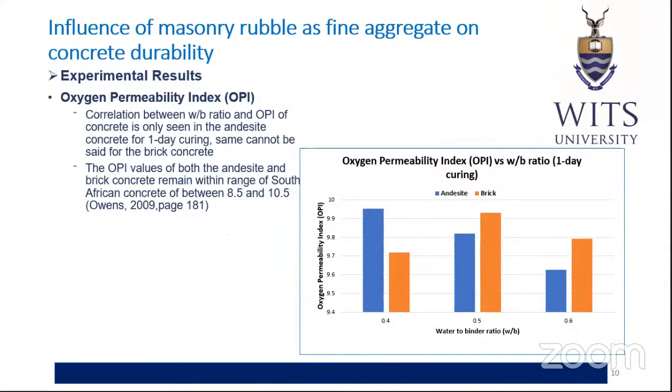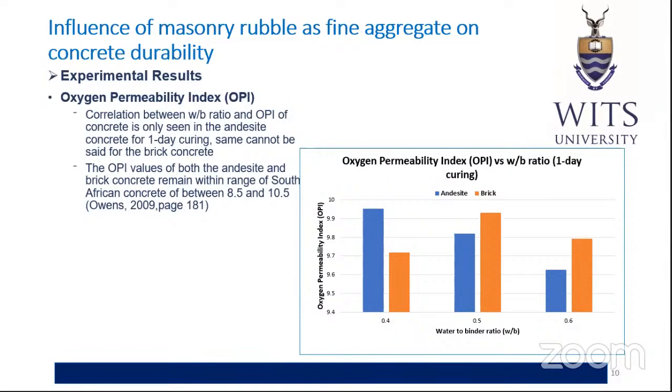Now, from this point onwards, we will be looking at the influence of masonry rubble as fine aggregate on concrete durability. We will first start by looking at the result of the oxygen permeability index test. The results show that the correlation between water to binder ratio and the OPI of the concrete is only seen on the andesite concrete for 1 day curing. But the same cannot be said for the brick concrete. The OPI of andesite concrete decreases with the increased water to binder ratio, meaning the andesite concrete has a high permeability.